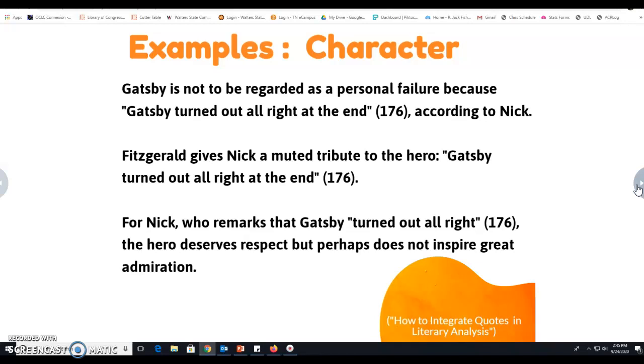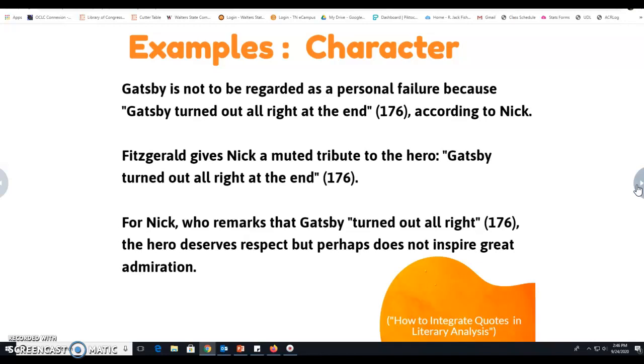Fitzgerald gives Nick a muted tribute to the hero, so talking about the character there, and that's a great example of how the character of Gatsby is being analyzed in the story, in the primary source. And then the third one: for Nick, who remarks that Gatsby turned out all right, the hero deserves respect but perhaps does not inspire great admiration. So these are examples from the text that are supporting what's being said about Gatsby's character.